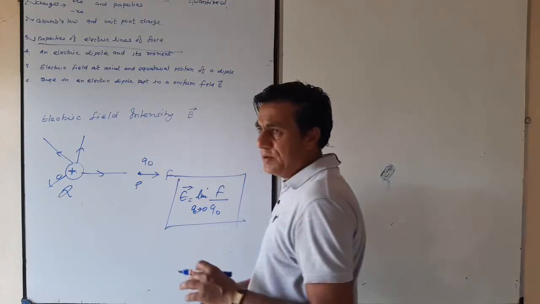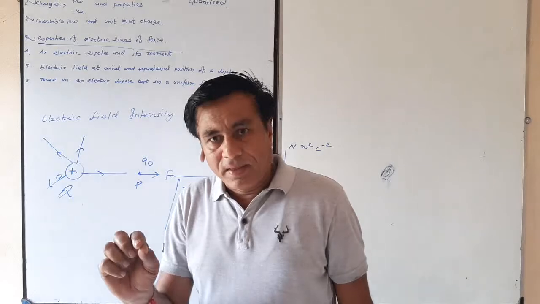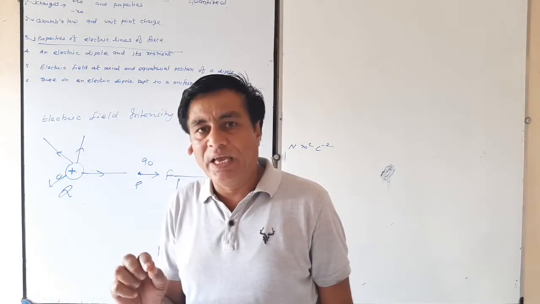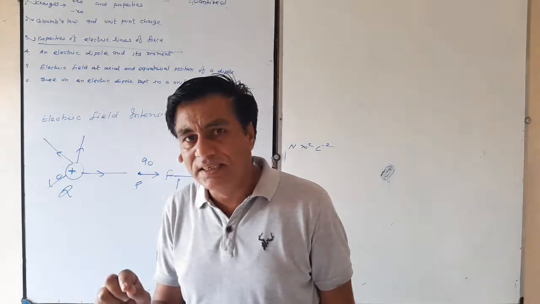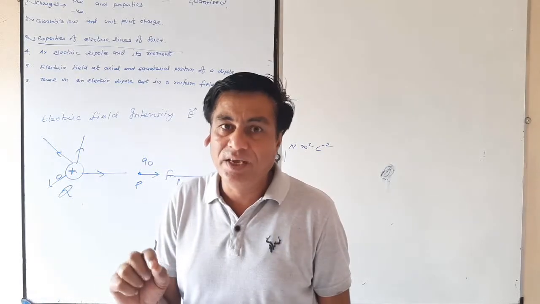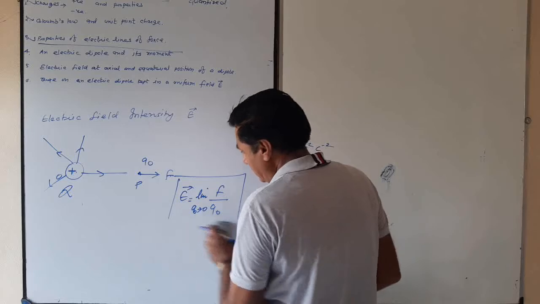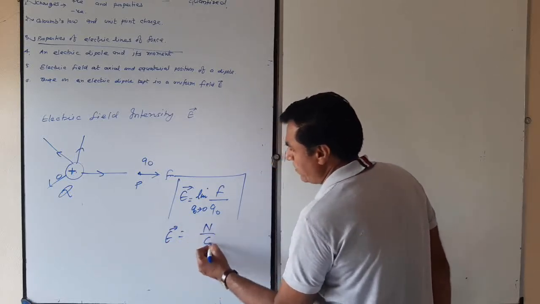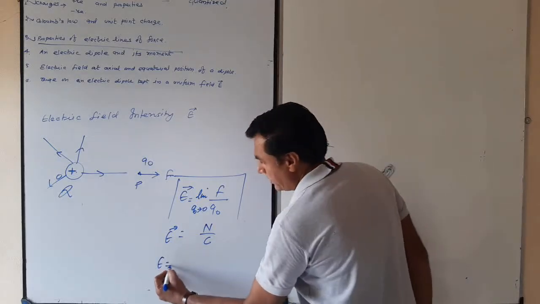What is the definition of electric field intensity? The force experienced by a unit positive charge kept at point P is known as the electric field intensity at point P of that electric field. What is the unit? Simple: Newton per Coulomb. What is the dimensional formula?